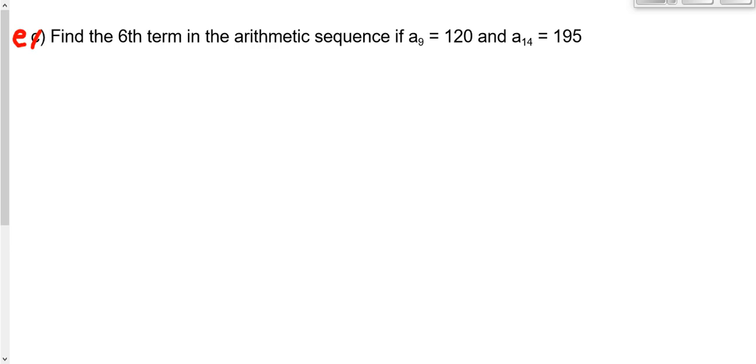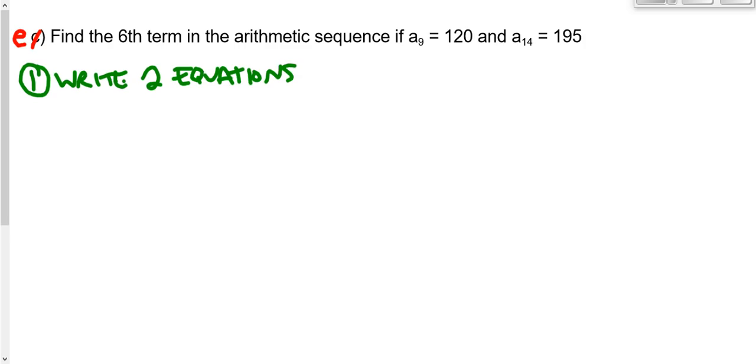Step 1 is going to be to write two equations. We know the general form for the equation that we use is a sub n equals dn, common difference times the term number, plus a sub 0. So let's take a look at what we've been given.